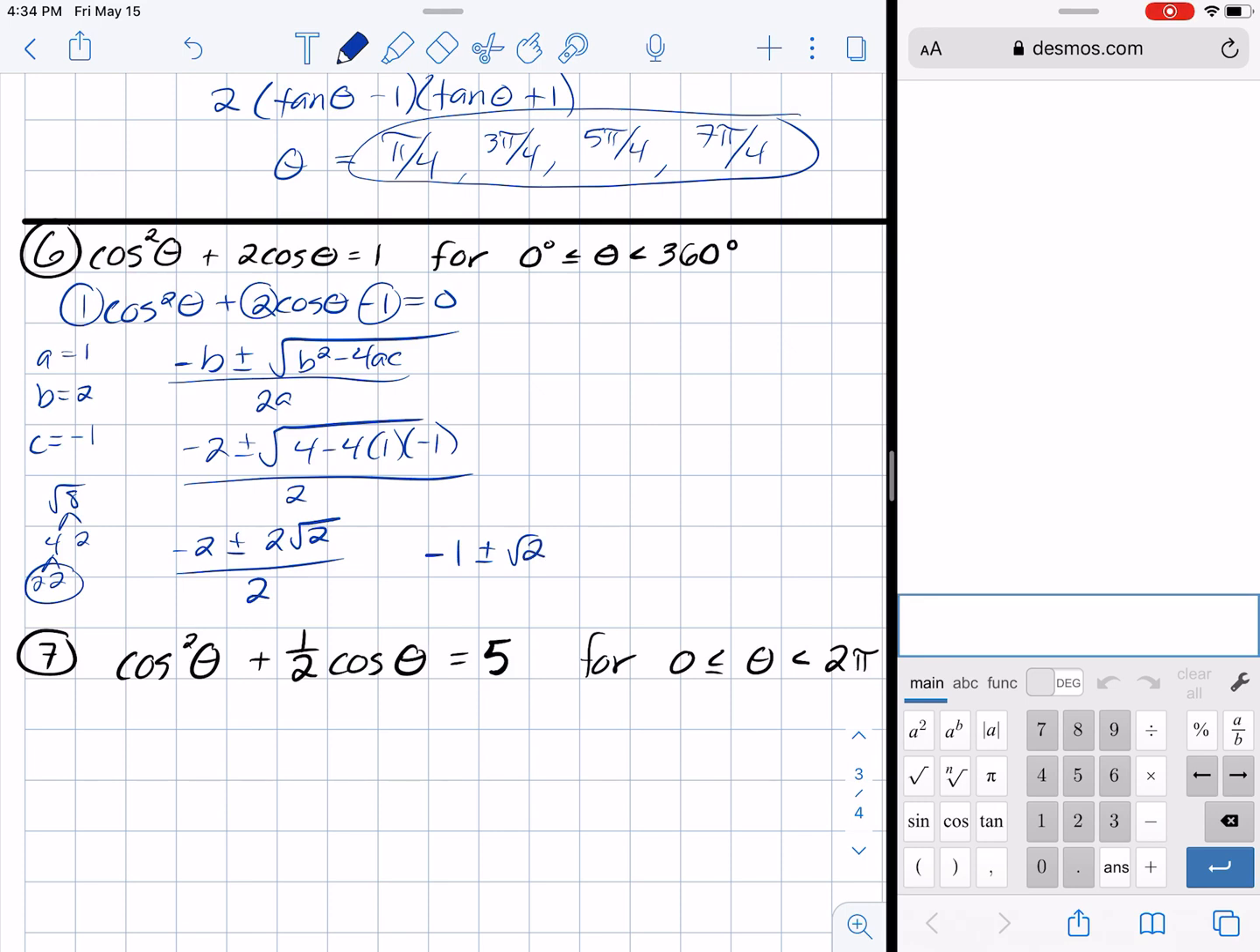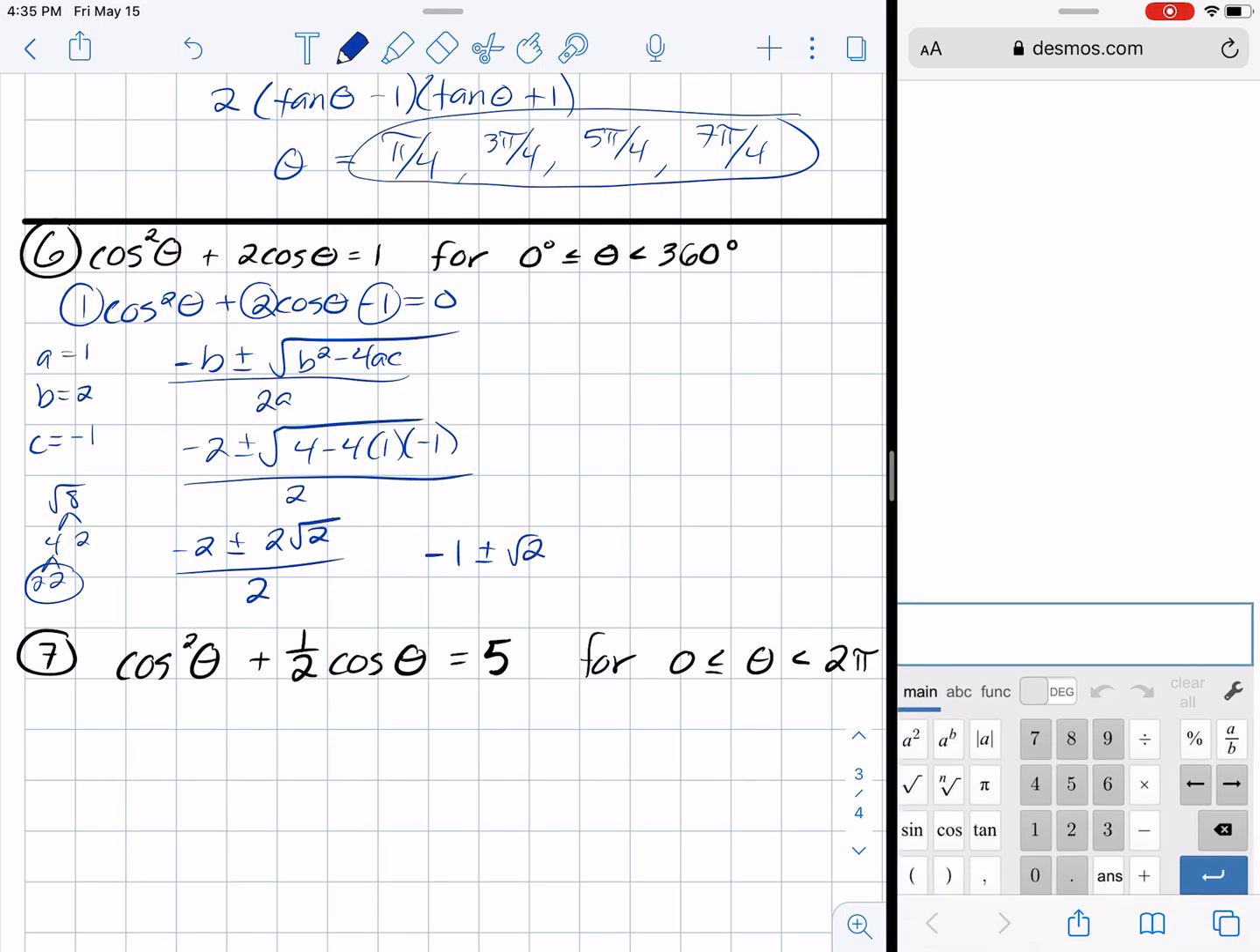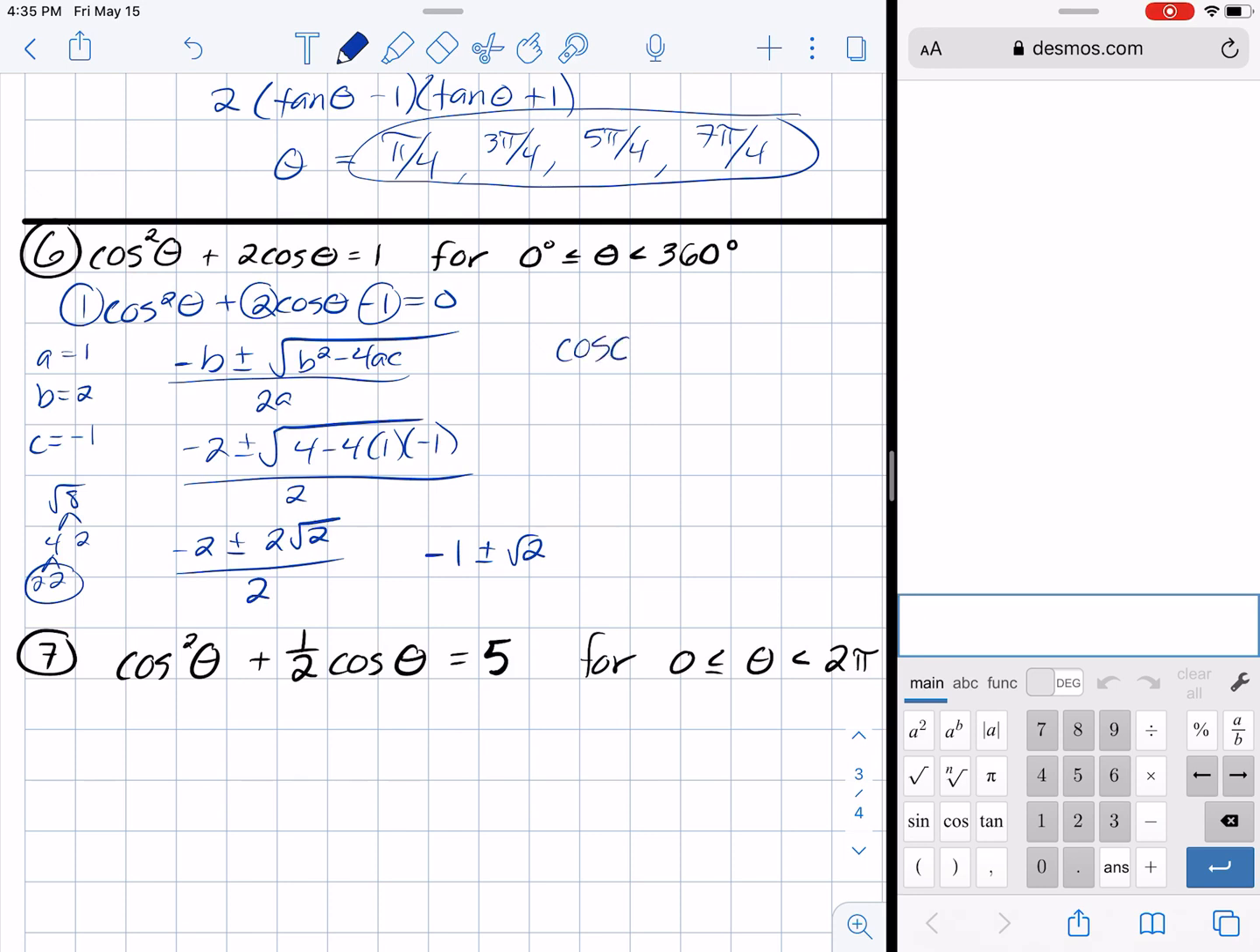Okay, the way we evaluate using our calculator is this would mean that the cosine of theta equals -1 plus root 2, and the cosine of theta equals -1 minus root 2. Well, there's a problem with this second ratio, because negative 1 minus root 2 is a number greater than 1 in magnitude. And anytime that's the case for sine and cosine, there's no solution.